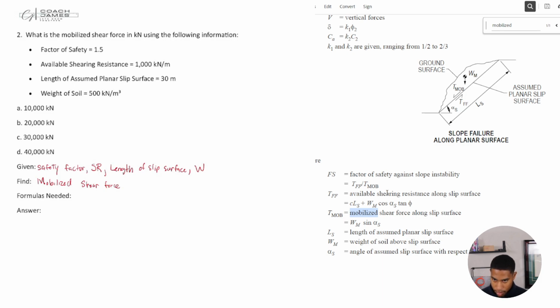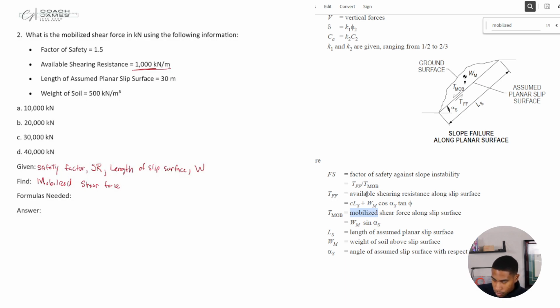What is TFF? It's the available shearing resistance along the slip force. Wait a minute. We already have that. That is the available shearing resistance here. We have that, so we can literally solve for this. It's not as hard as I thought it was going to be.